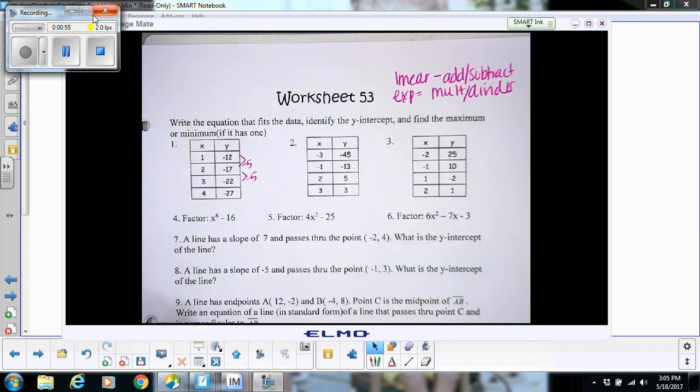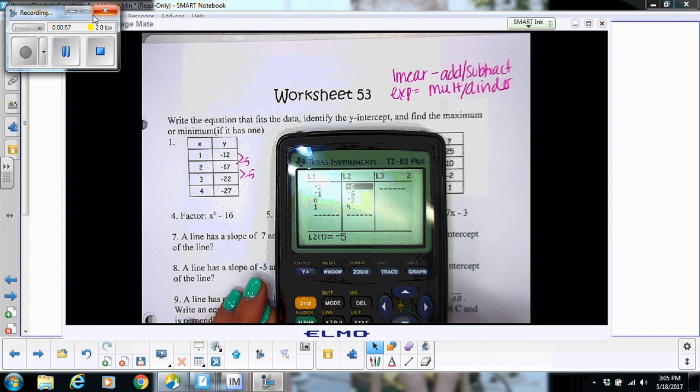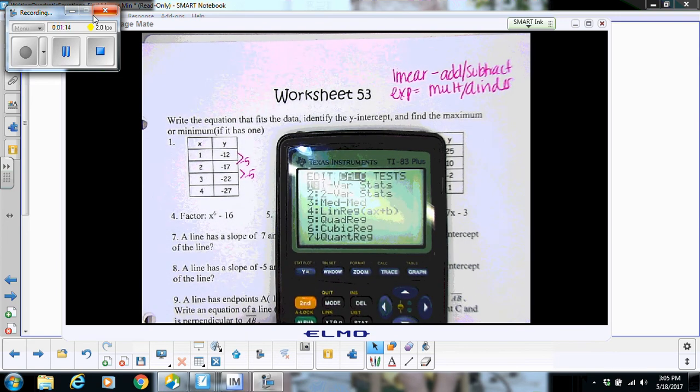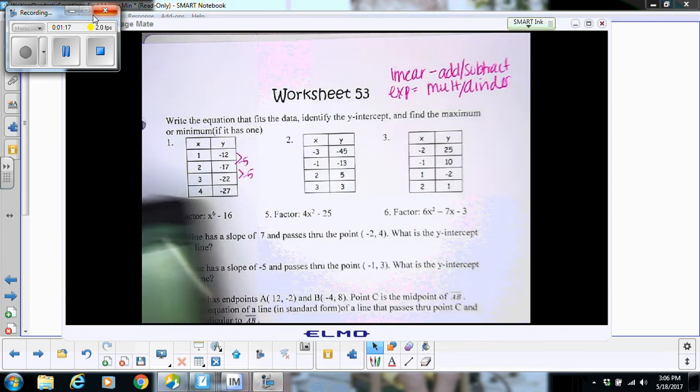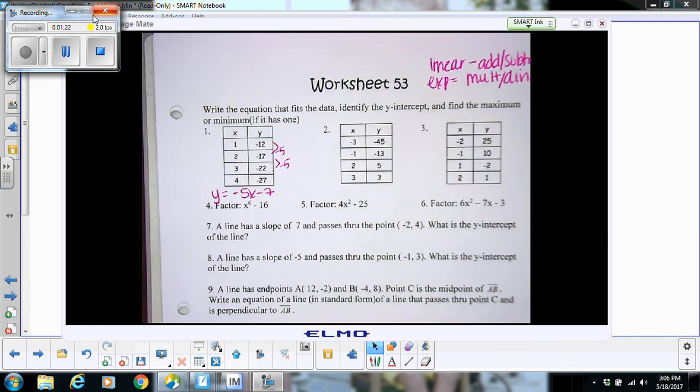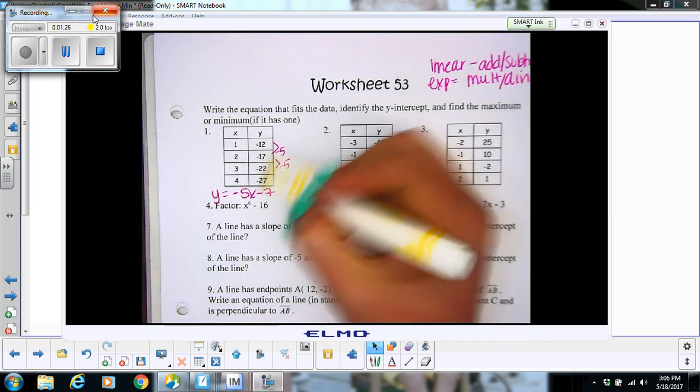So when I put that into stat, I'm going to hit stat calc 4 because it was linear, and that's going to give me y equals negative 5x minus 7. And therefore the y-intercept would be negative 7.